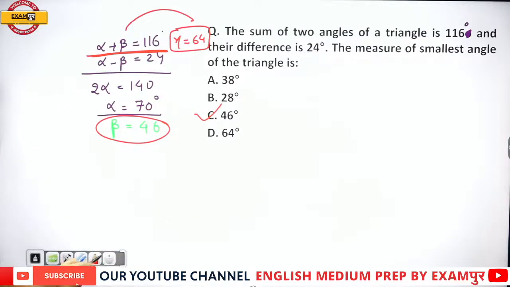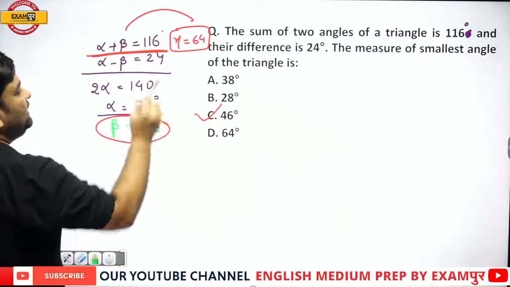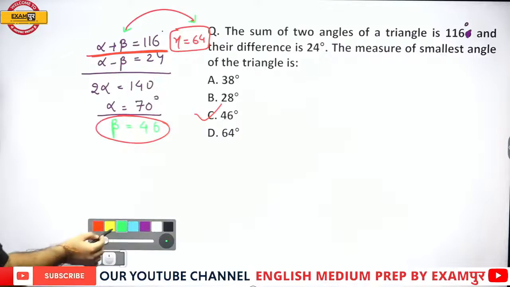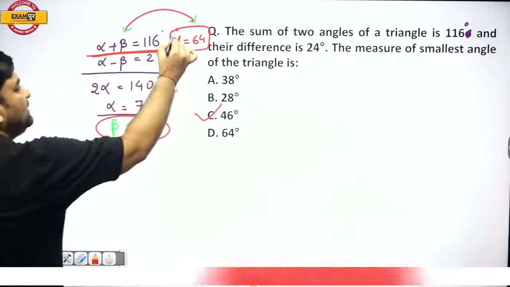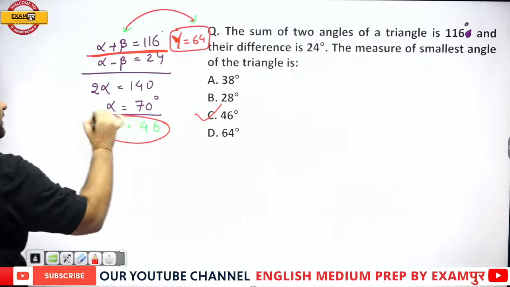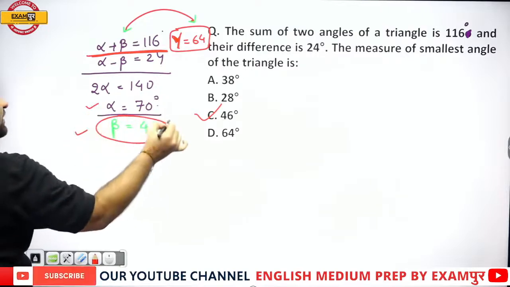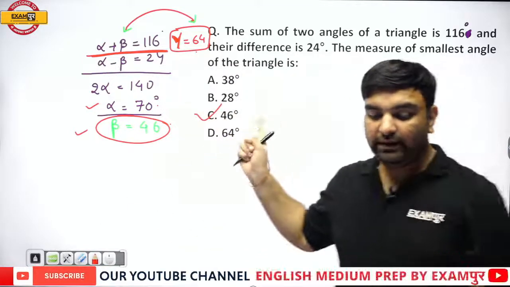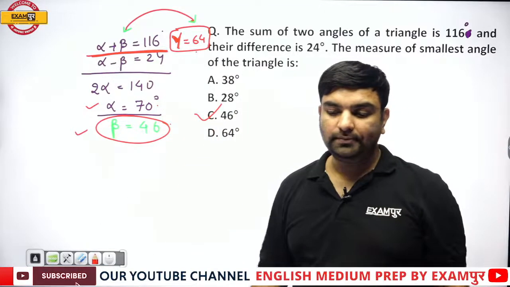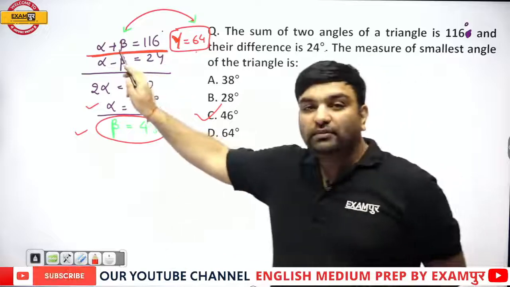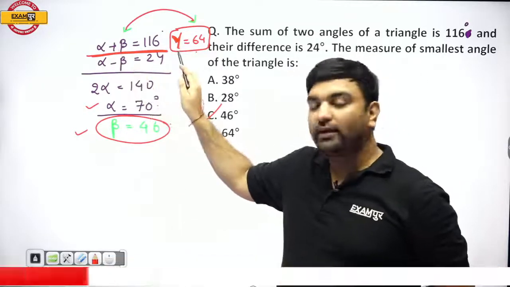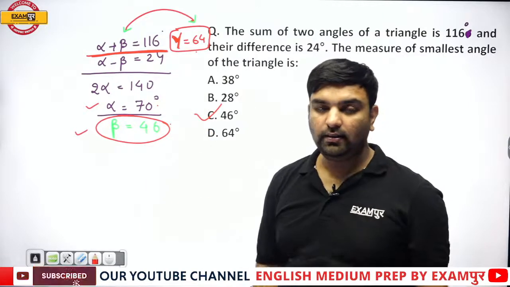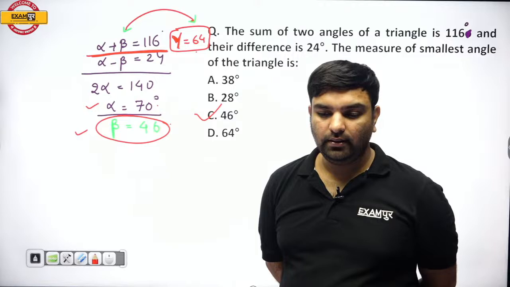If it is already known that the sum of two is 116, it automatically says the remaining third angle is 64. So the remaining third angle is 64 and we have found the two. So now we can judge which of the following is the smallest. Is this point clear? From this equation only, guys, you need to write down the third angle. This is an important point.